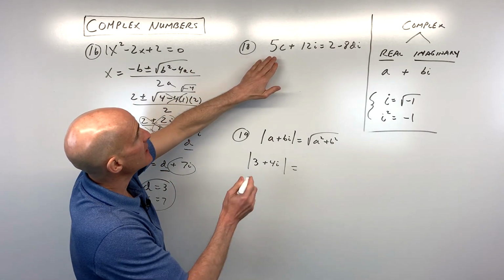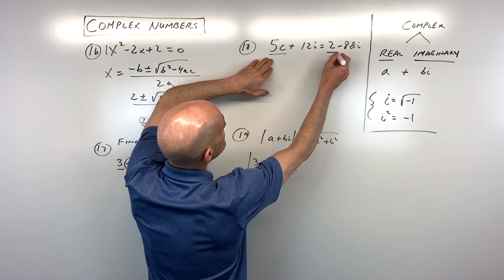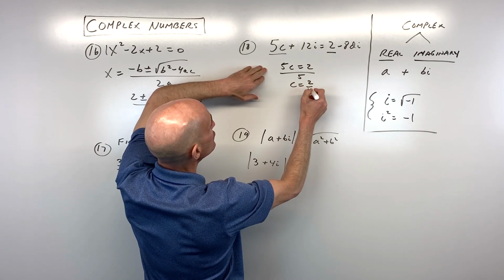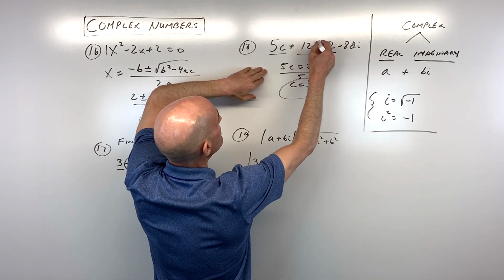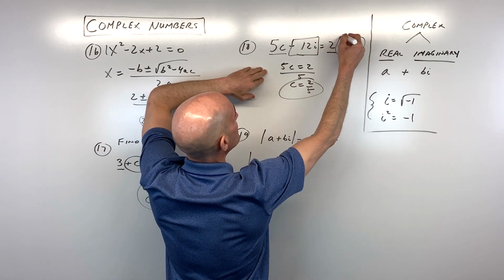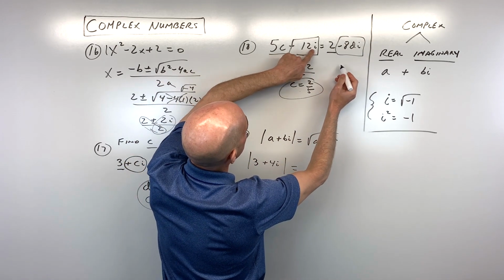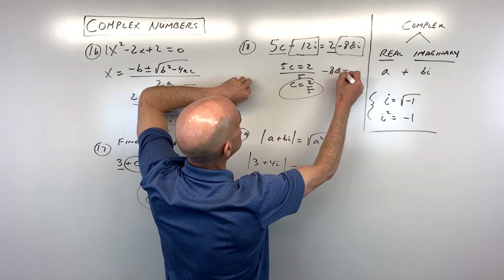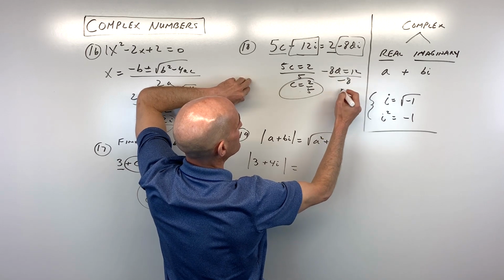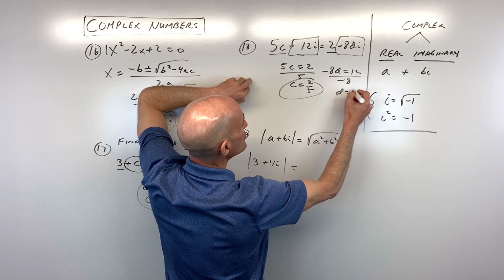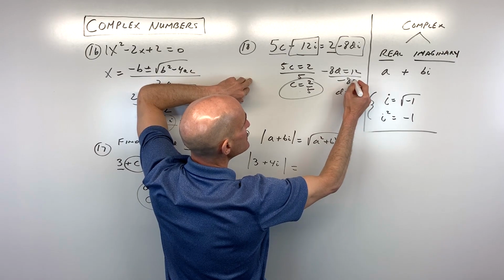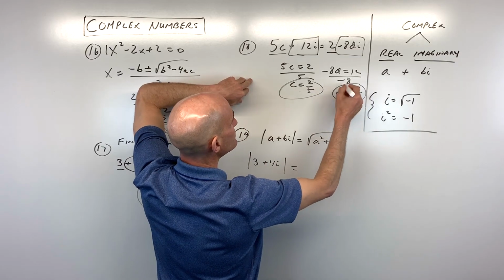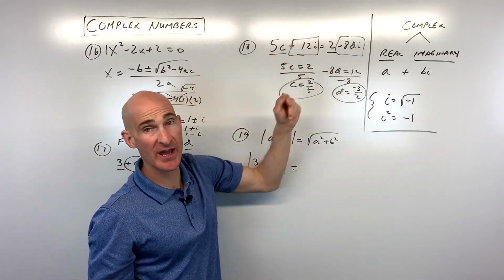Number 18, here we have the real part. 5c is equal to 2. So divide both sides by 5, and you can see that c equals 2/5. And here we set the imaginary part, 12i, equal to negative 8di. You can see the i's are the same, so it's really just negative 8d equals 12. And divide both sides by negative 8. So d equals negative 12/8, which reduces down to, let's see, 4 goes in here 3 times, and 4 goes in here twice. So you're just setting the real part equal and the imaginary part equal.